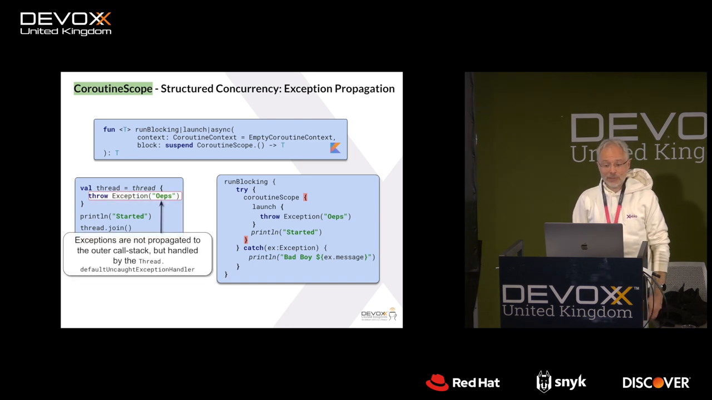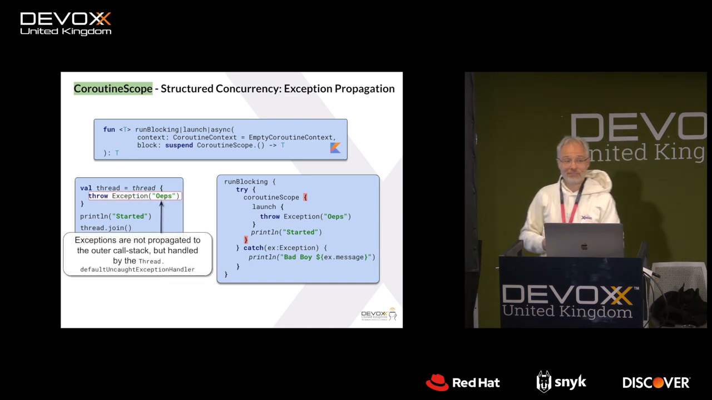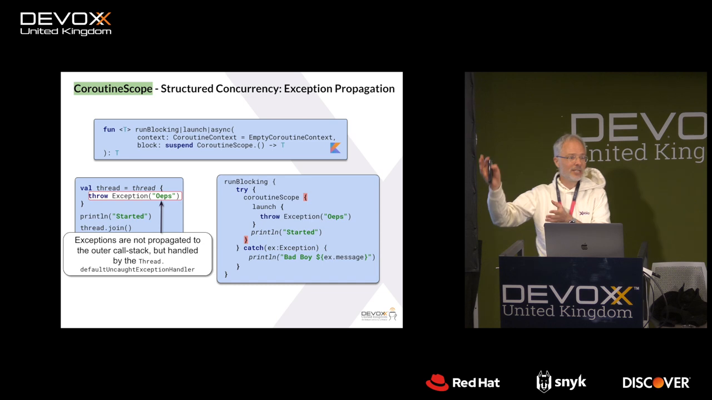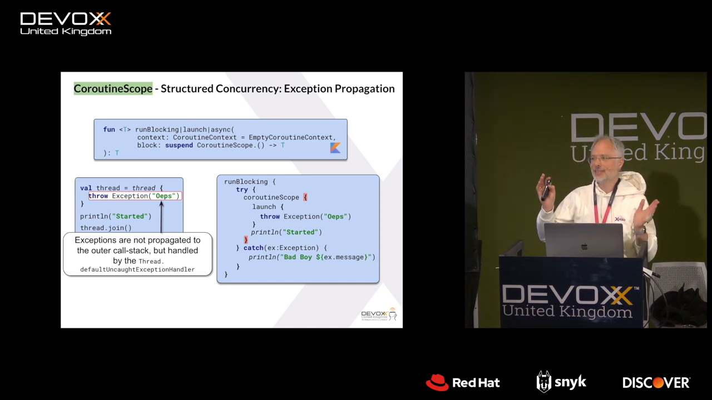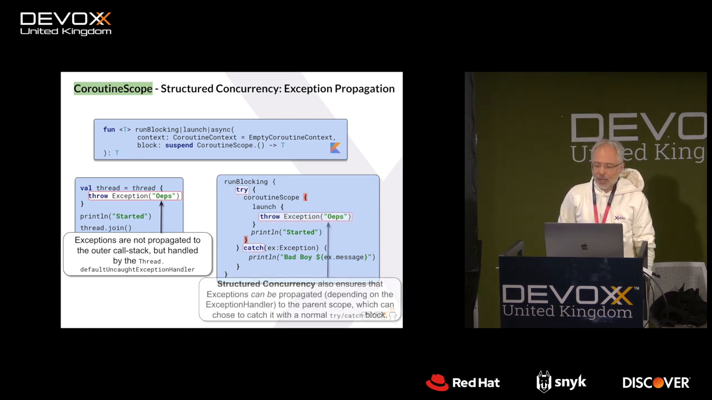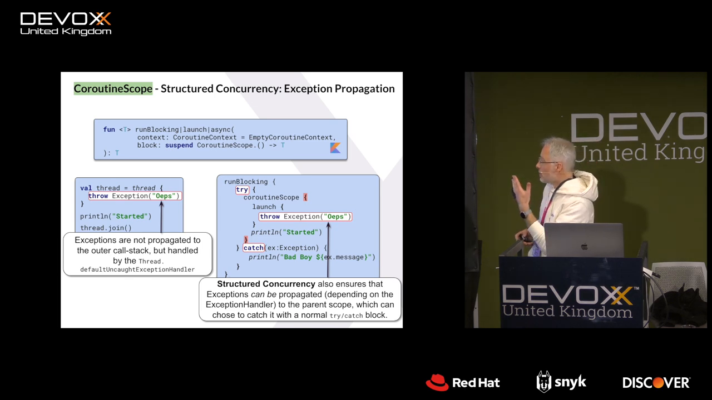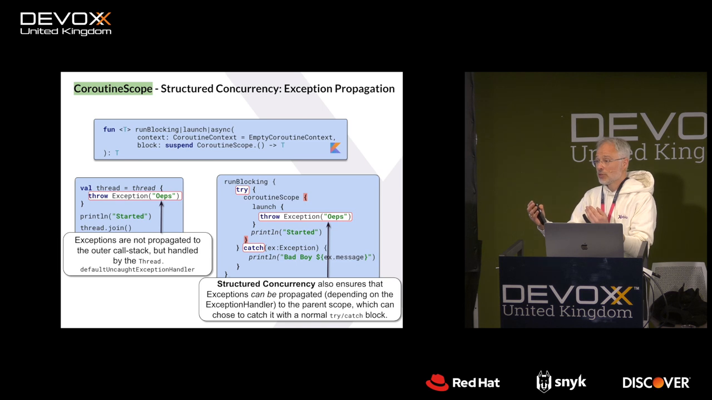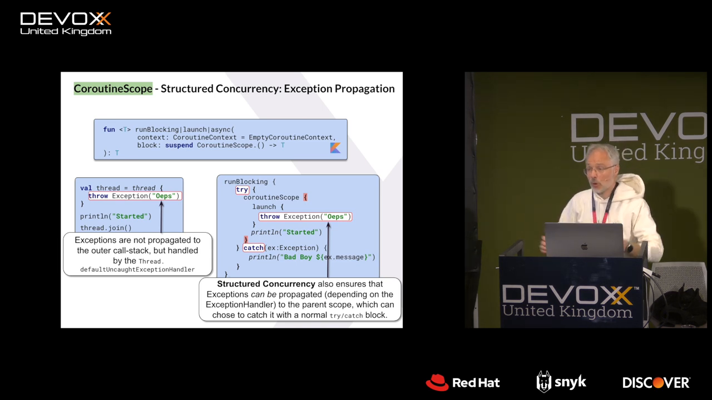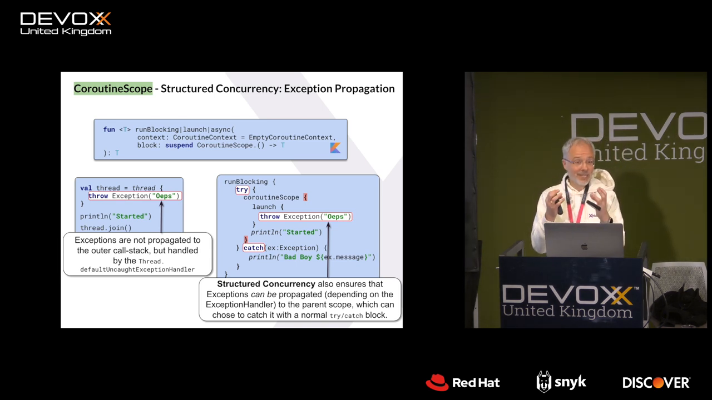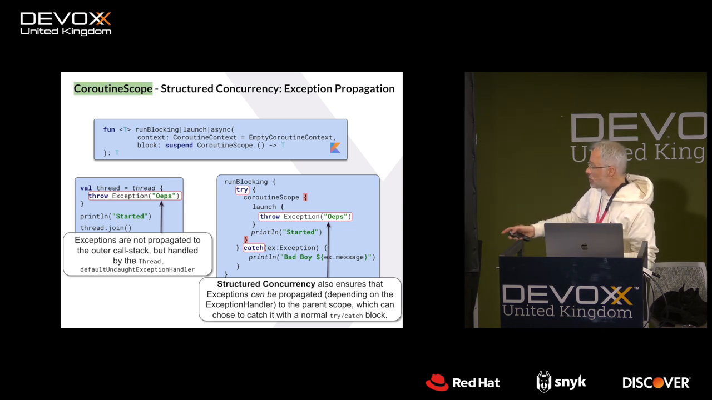How about exceptions? Well, if I throw an exception in a thread, you might know what happens. It disappears in limbo. Nobody knows that this error has happened. With structured concurrency, we also have the advantage that even though asynchronous processes throw exceptions, they are still propagated to the parent, and the parent knows that this has happened. Then you can use a normal try-catch to handle those exceptions.